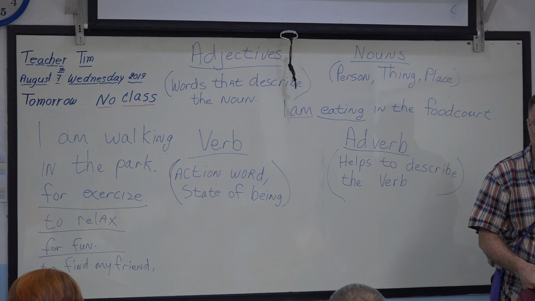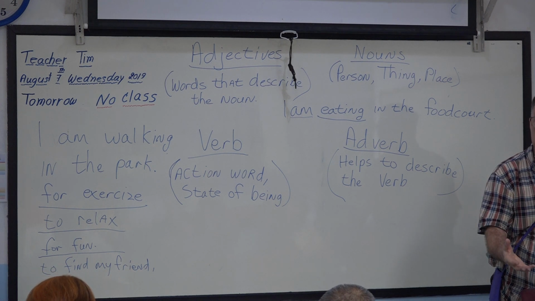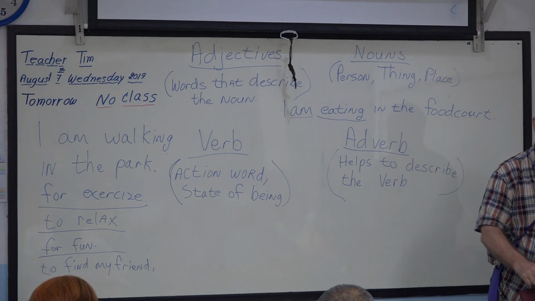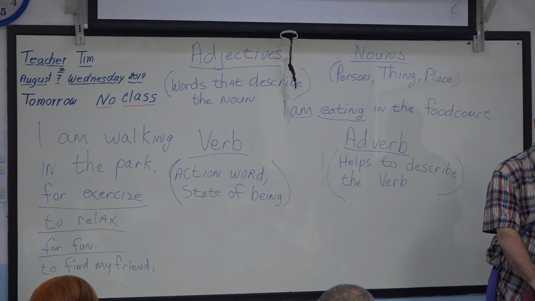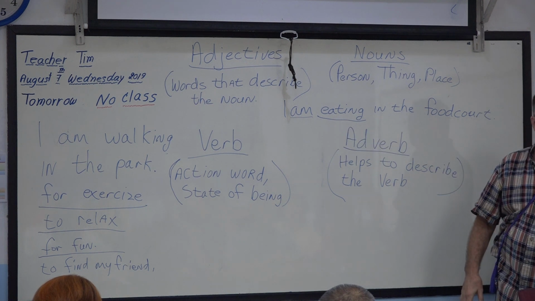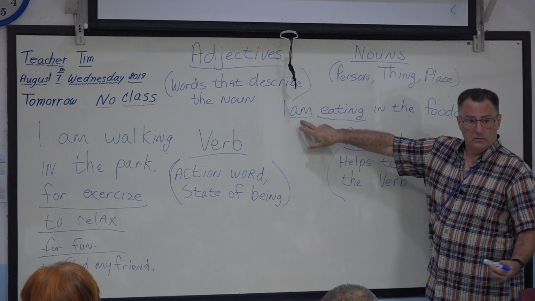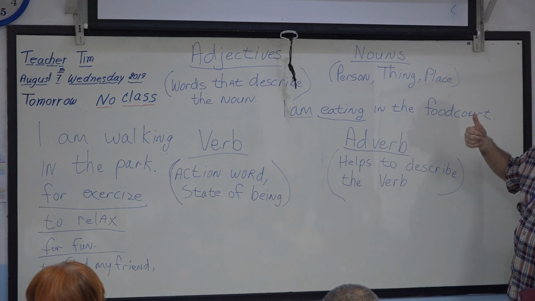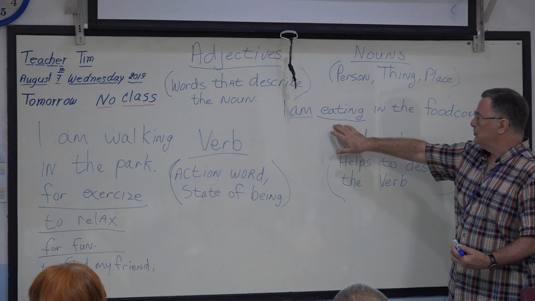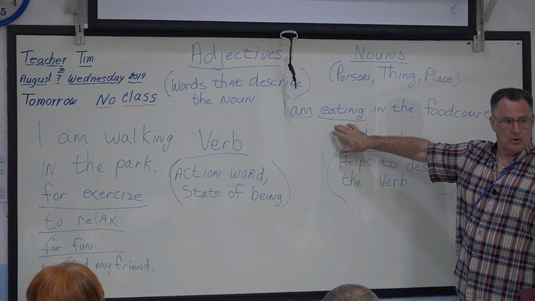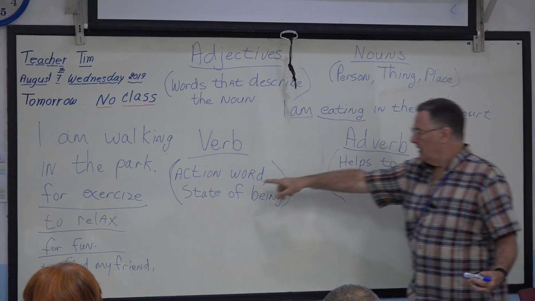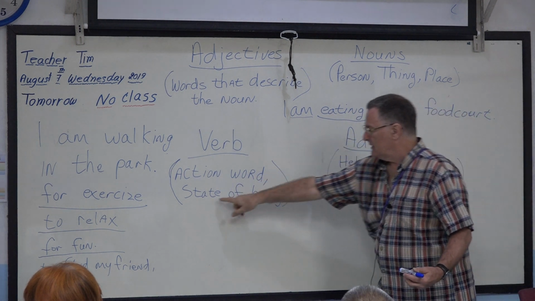Where the action is happening. Okay? And what is the action? Eating. And we also know that she is eating noodles. So there are many things to tell you about this word. When? Now. What? Noodles. Where? In the food court. Those are all things that help you understand this word. In English, we call this adverbs. We call this an action word. We call this a state of being.